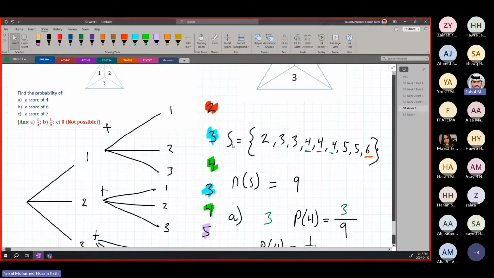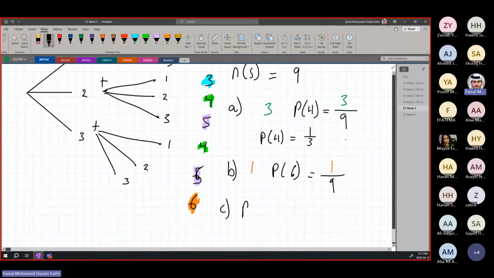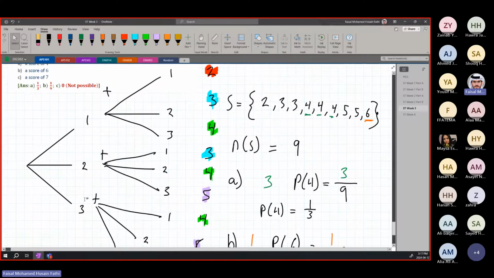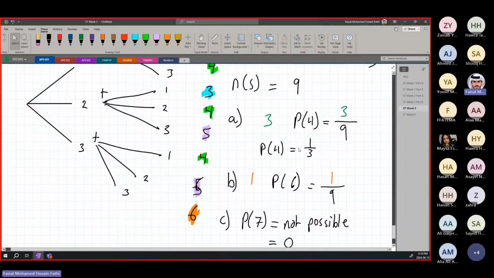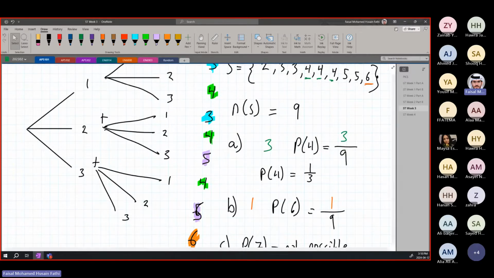Now a score of 7. Is 7 a part of our sample space? No, it is not. Okay? So P of 7 is just not possible. Or we can also say 0, but it's actually more realistically not possible. Why? Because never in the sample space will we ever get the number 7 with these numbers. Not once will you roll this triangular spinner and get the number 7. So it is never going to be possible in this scenario. Is this clear? Does anyone have any questions before I move on?